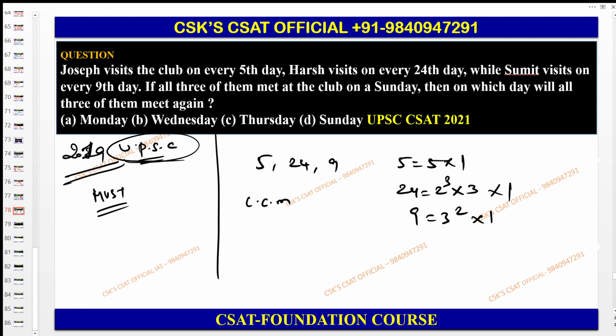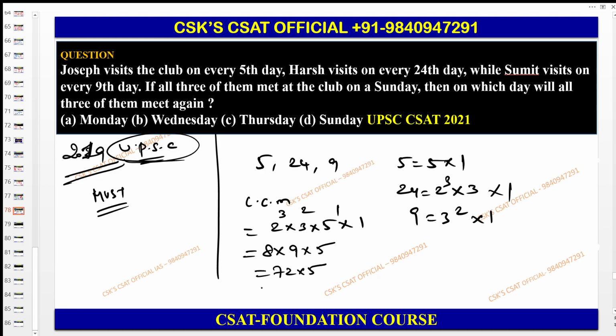So now LCM. What is the procedure? You need to take all the prime factors: 2, 3, 5. Then what is the last step? You need to take the highest powers. So 2's highest power is 3, 3's highest power is 2, 5's is 1. That's it. 8 into 9 into 5.